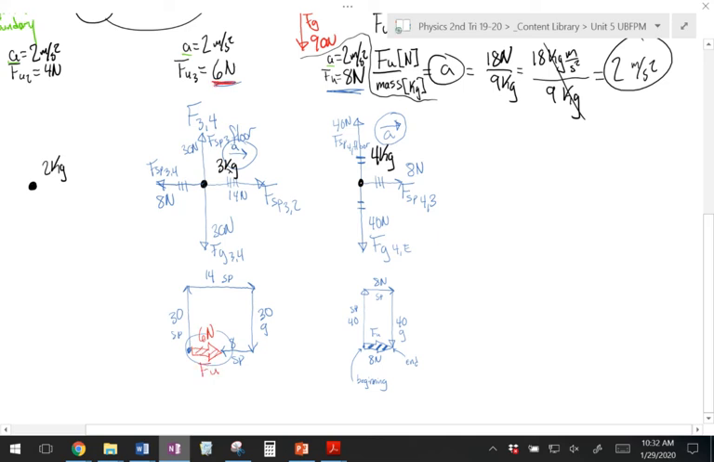I've got to have 6 newtons of FU. My acceleration has to be to the right. That means my FU has to be to the right. That's how I know that this has to be 14, because I need to get a 6 Newton FU pointing to the right. Okay?